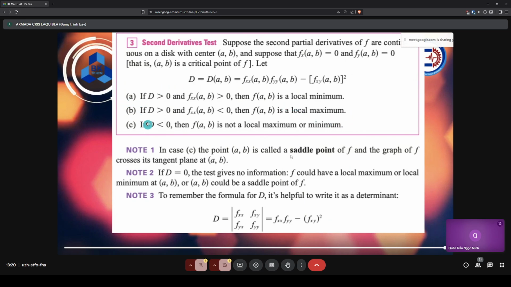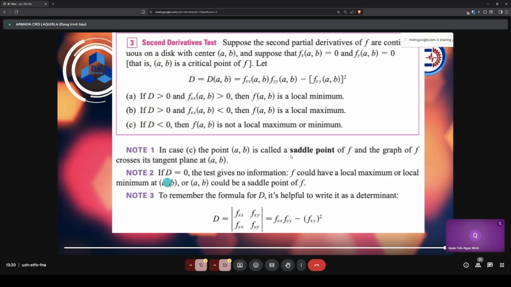Next, if D becomes negative, automatically f(a, b) is not a local maximum or a local minimum, and that is what you call a saddle point. Note 1: in case C, the point (a, b) is called a saddle point of f, and the graph of f crosses its tangent plane at (a, b).